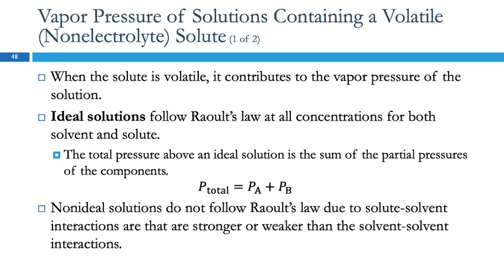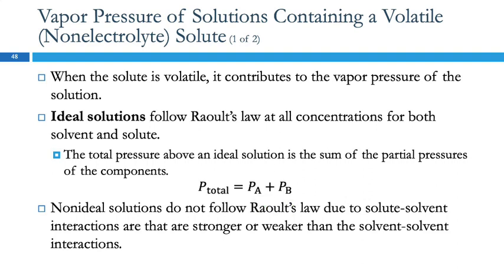Okay, so we were talking about non-volatile solutes. Remember, volatile means it evaporates easily. If the solute is volatile, then it's also going to contribute to the vapor pressure of the solution. We talked about ideal gases. There's also such a thing as an ideal solution. Ideal solutions obey Raoult's law at all concentrations. And so in that case, the total pressure above an ideal solution is just the sum of the partial pressures of the solute and the solvent. You just add them together.